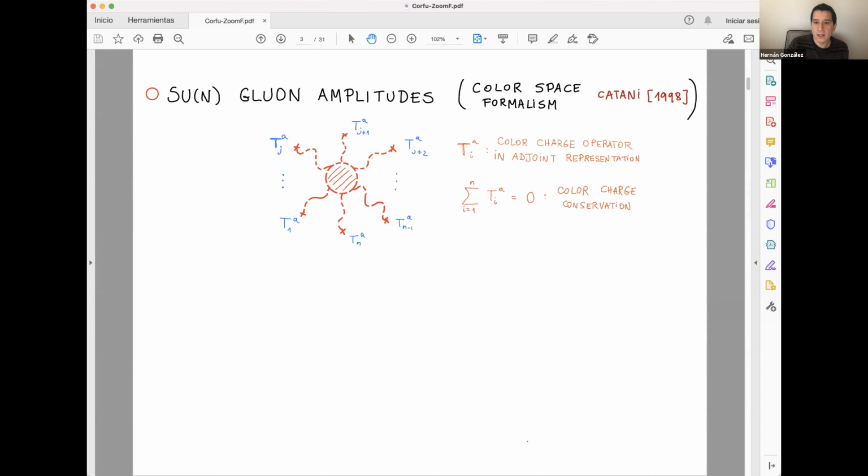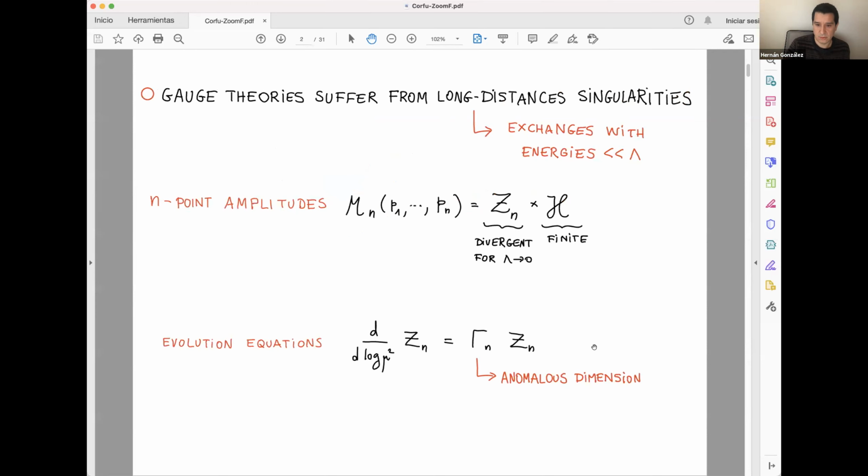Here I will be mostly interested in the gluon case, and for that one uses the color space formalism constructed by Catani. In an n-gluon process, you have operators that are gluon charges in a sense, because they satisfy a conservation law, but also they are operators that act on a vector space, on color vector space.